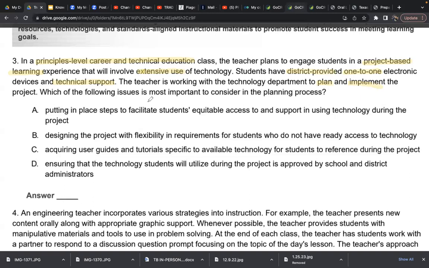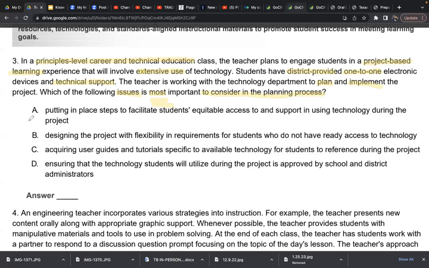Now, the question is asking us which of the following issues, and here's that word "most" again, is most important to consider in the planning process. So we're looking for an issue. What is an issue that we should consider? If it's a principal-level career in technology class, I would have been nervous that they're going to use extensive technology, but the next sentence said that they have not only 1-to-1 devices, but also technical support. That's really helpful. The issue I already had in my head was alleviated by that sentence. As principals in a beginner class, using extensive technology, I was thinking there would be lots of issues. However, the next sentence told me they have technical support. So what I thought was an issue in my mind is no longer an issue, but we need to figure out which one of these is still an issue.